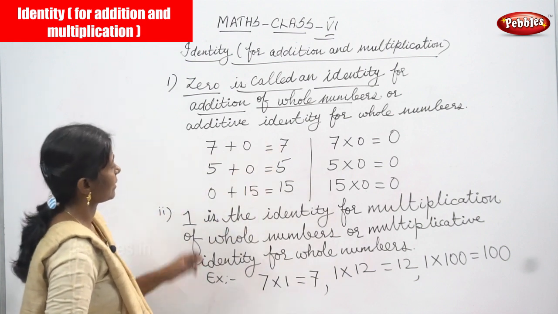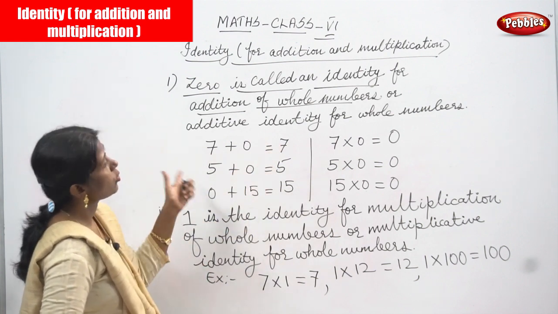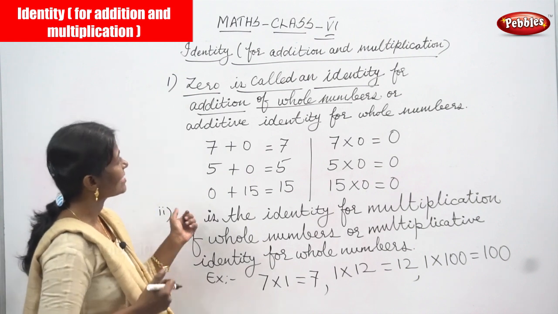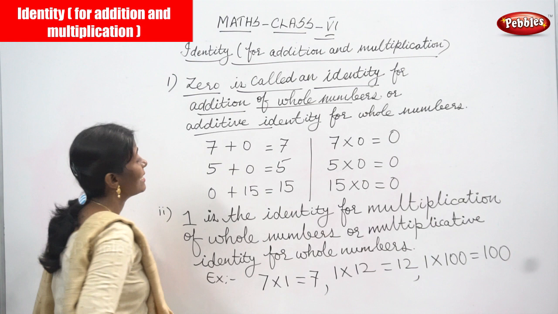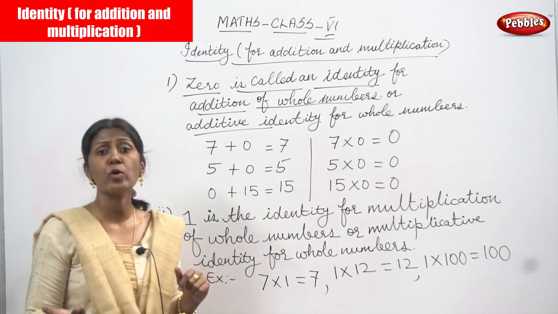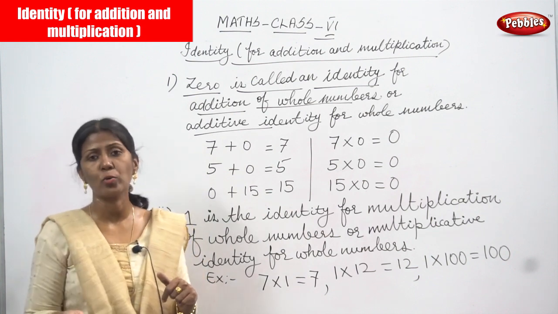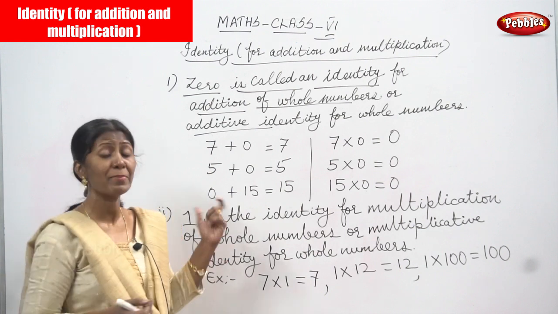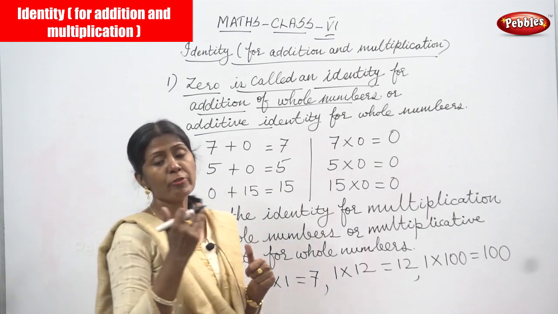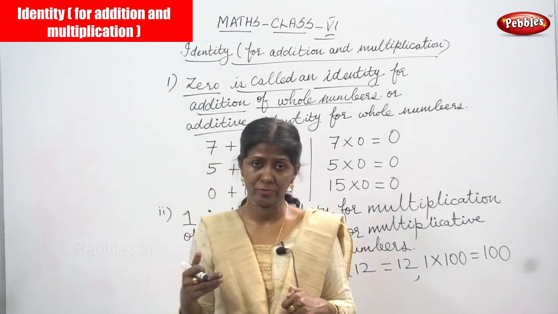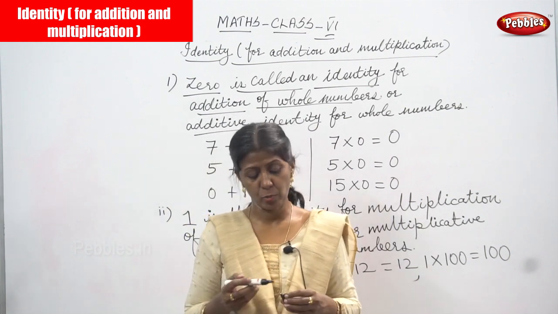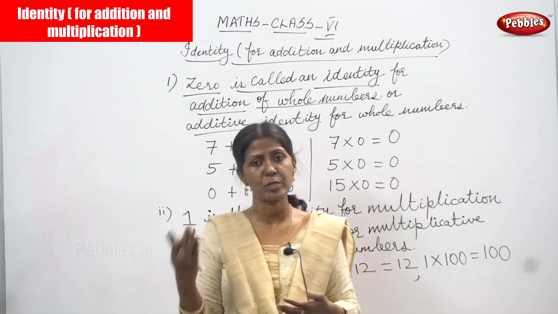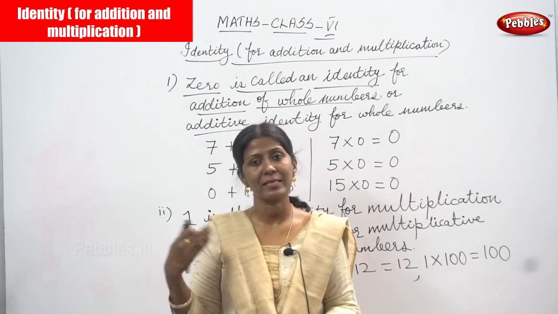Again I'll repeat, 0 is called an identity for addition of whole numbers or additive identity for whole numbers. That means you can take any whole number, add with 0, and get the same number. For example, 7 plus 0 gives 7. 15 plus 0 gives 15. 100 plus 0 gives 100. 1 plus 0 gives 1. 25 plus 0 gives 25. 50 plus 0 gives 50.